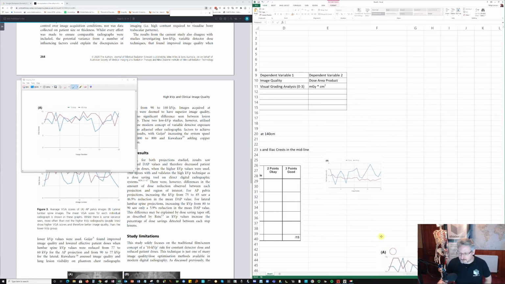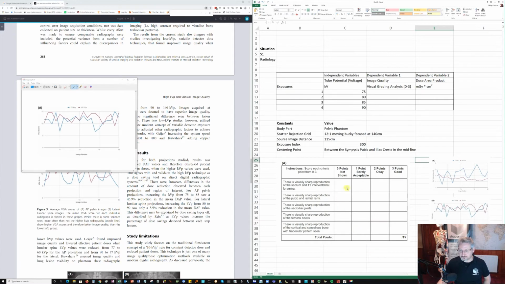So I've now read that paper, taken from it the variables and the constants, and also identified how they measured things and how they reported the results. So that is how you plan for the replication of a paper in your teaching. So in virtual radiography.